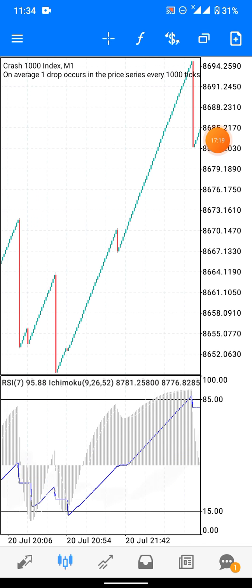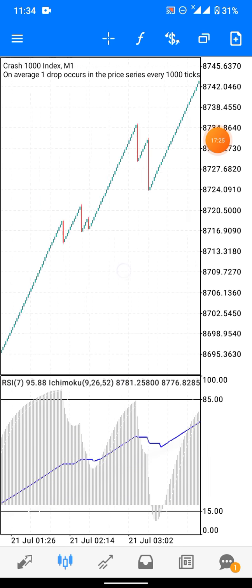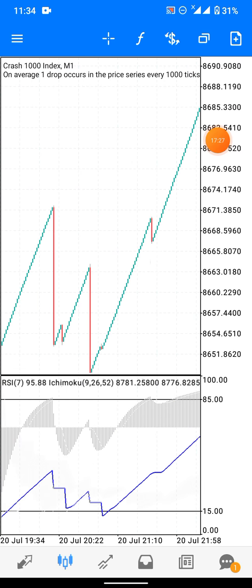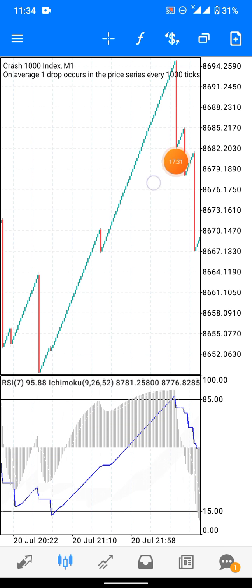You can see the market in a mad uptrend. Sorry, I did not give a signal there, but you can see this mad uptrend, and this is why you need to be careful. In trading, you need to know the trend of the market.